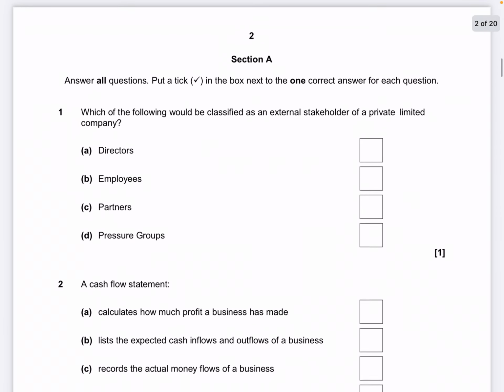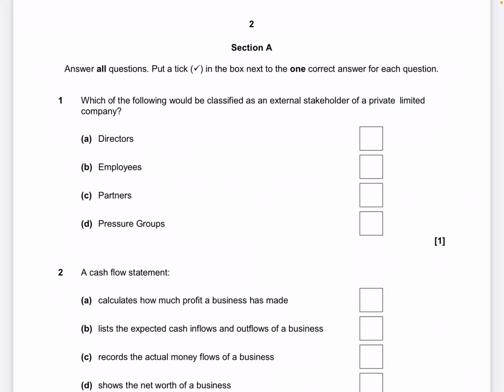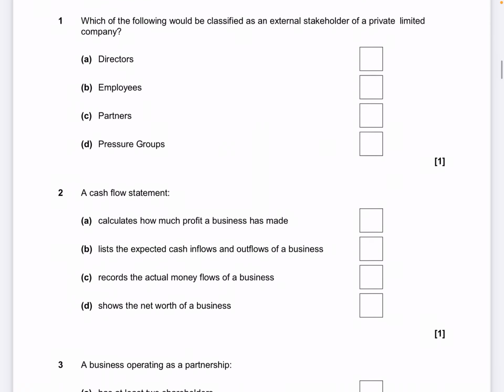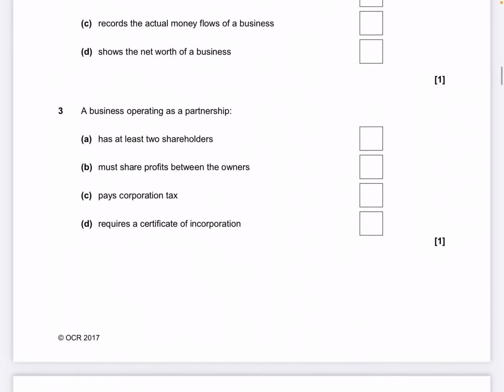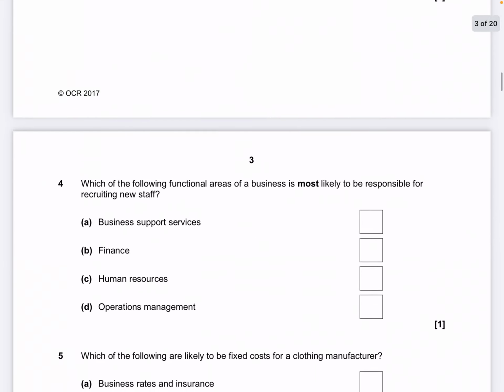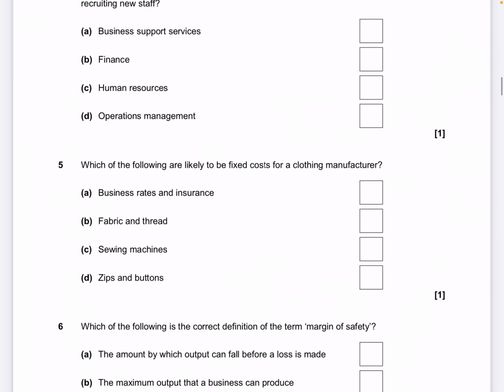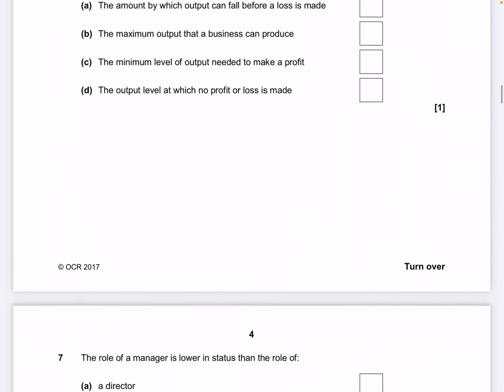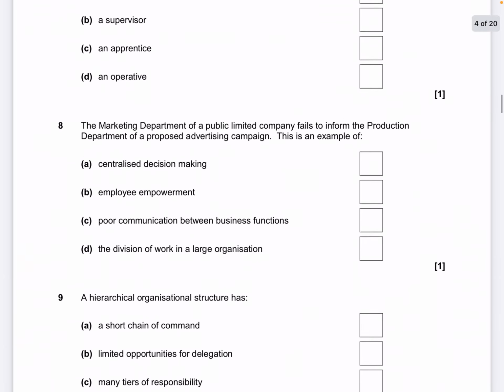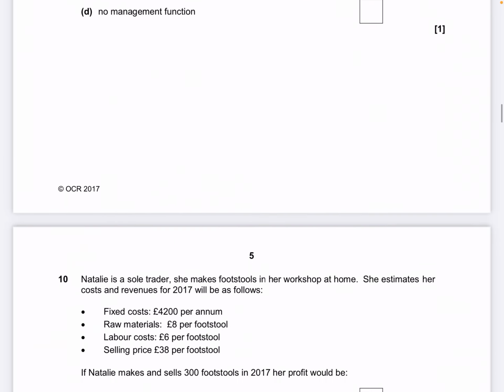So the first section of the paper is section A, which is multiple choice. In this section, you have 20 questions where you are simply required to put a tick in the box next to one correct answer. If by chance you do go wrong on this particular section, then please obviously cross out your original answer and add the new tick, making sure that the old one is crossed out.